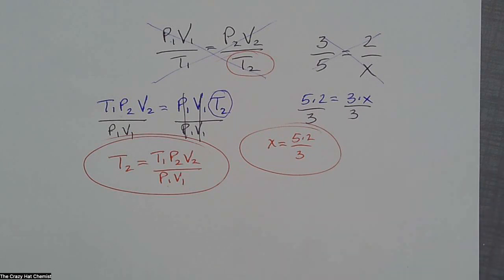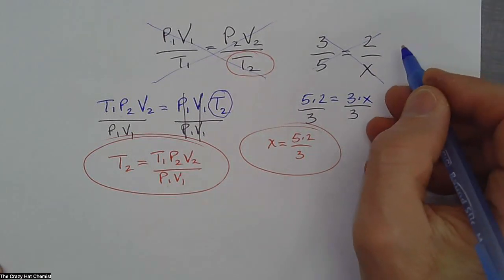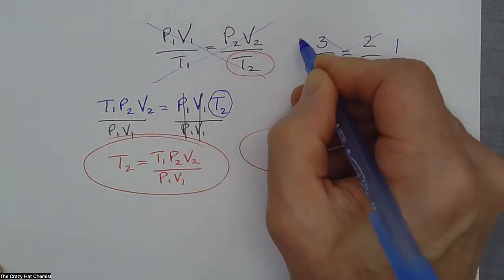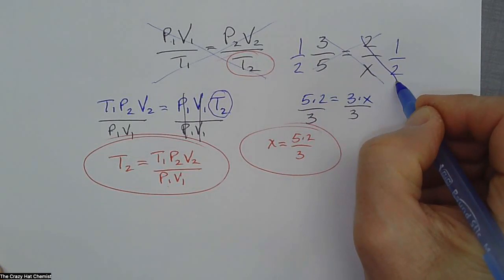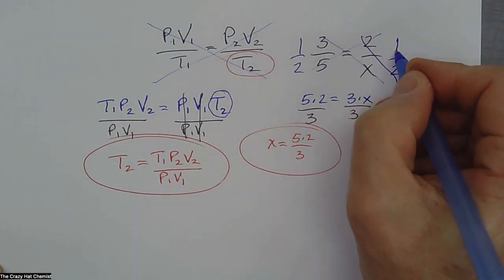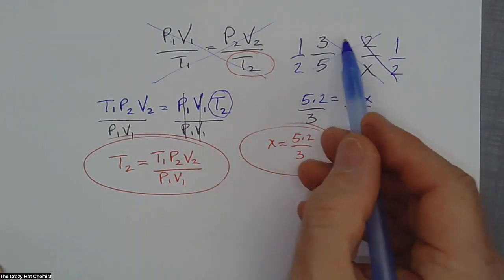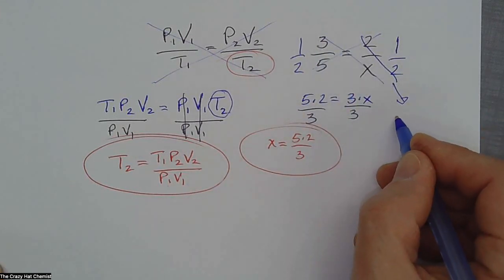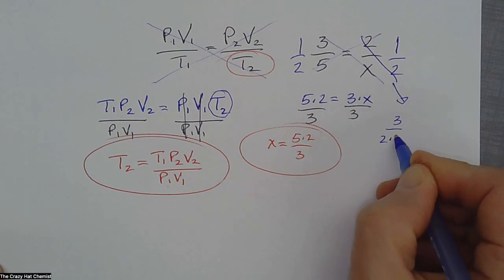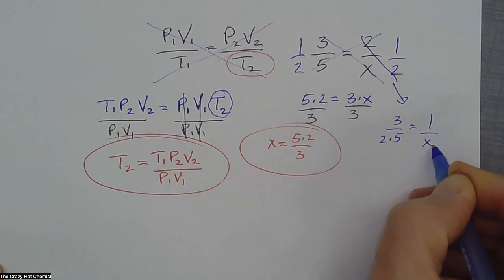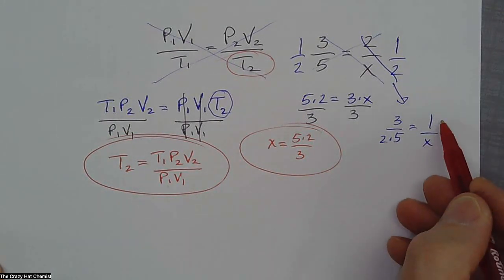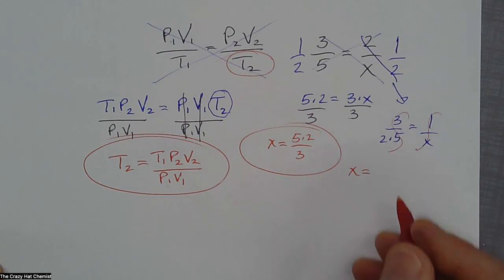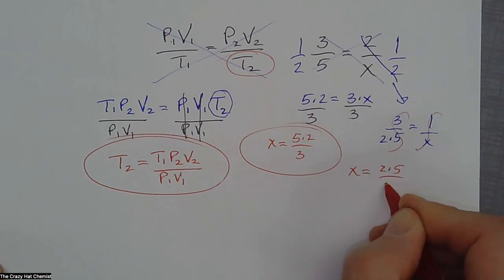An alternate way of doing this, and maybe this works out well for you, is we want to isolate this x. So we're going to multiply both sides by 1/2. That gets rid of that there. Now, there still is a 1 in the numerator here. So right now I have 3 over 2 times 5 is equal to 1 over x. And then we're going to have to take the reciprocal of this side and the reciprocal of that side. And then you get x is equal to 2 times 5 over 3.